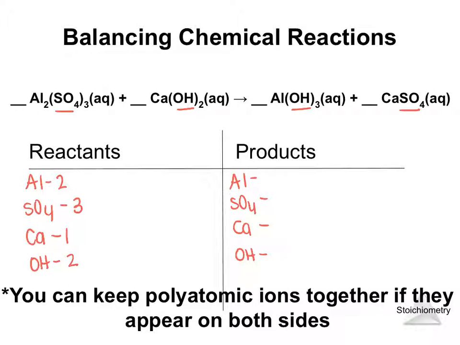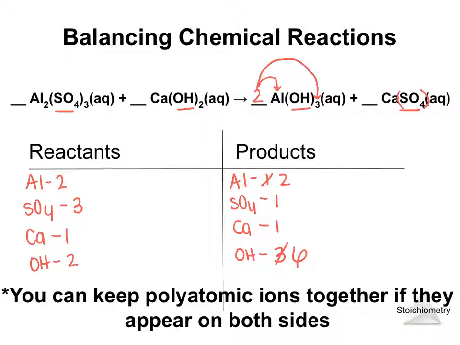And then also, I don't have oxygen in 2 places now. So I've got 1 aluminum on the products, 1 of the SO4s since there's no parentheses, 1 calcium, and 3 hydroxides. So let's start with the aluminum. I've got 2 aluminum on the reactants, 1 on the products. So I'm going to put a 2 in front of my aluminum and then recount. 2 aluminum, 2 times 3 of the hydroxides gives me 6.